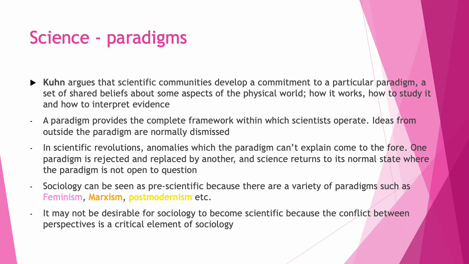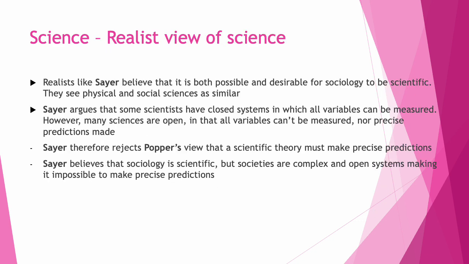In scientific revolutions, anomalies which the paradigm can't explain come to the forefront. One paradigm is rejected and replaced by another, and science returns to its normal state where the paradigm is not open to question. Sociology can be seen as pre-scientific because there are a variety of paradigms such as feminism, Marxism, and postmodernism. It may not be desirable for sociology to become scientific because the conflict between perspectives is a critical element of sociology.